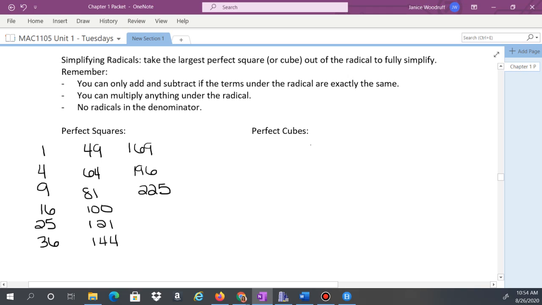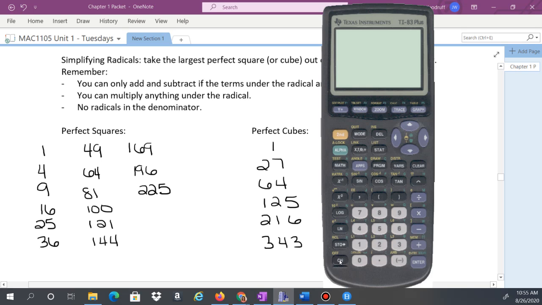All right, and then perfect cubes. You've got 1 cubed is 1. 3 cubed, 27. 4 cubed, 4 times 4 times 4, 64. 5 cubed is 125. 6 cubed is 216. 7 cubed is, I think, 343.